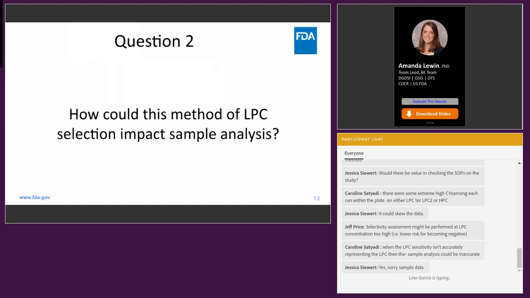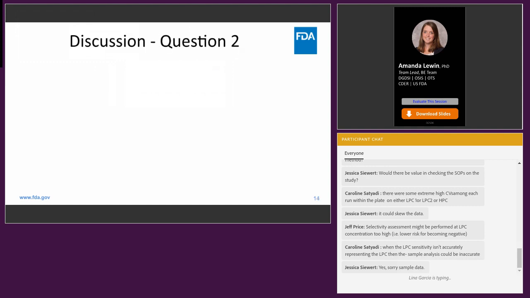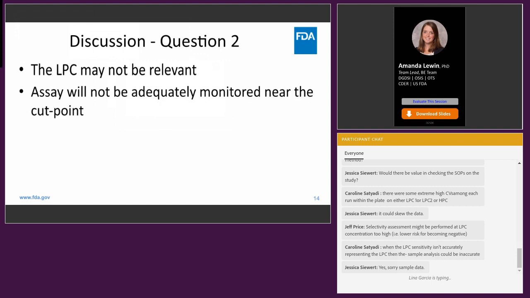All great points. Okay, sorry, we might be getting a bit behind. Let me jump into discussing this, but really appreciate the comments. So yeah, the LPC might not be relevant, and therefore, it wasn't selected based on the assay, so it might not be relevant to the assay. What happens then? Well, your assay is not going to be adequately monitored near the cut point, right? We're very concerned about those false negatives down near the cut point, and your LPC should be set to monitor that. And sort of repeating myself here, but the problem being that you could have false negatives in your screening assay if they're not moved forward onto that confirmatory assay.